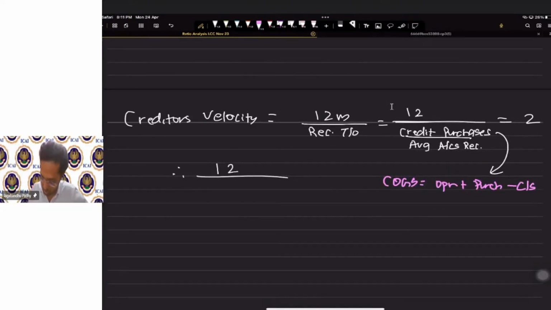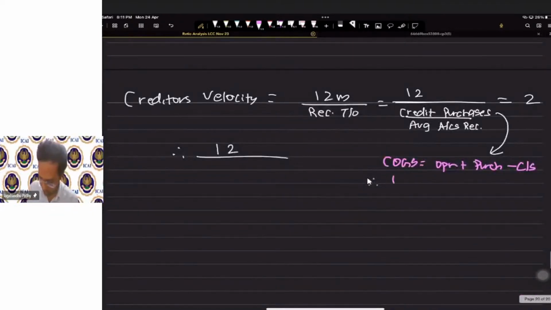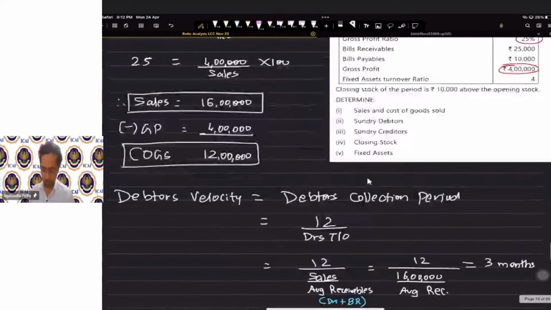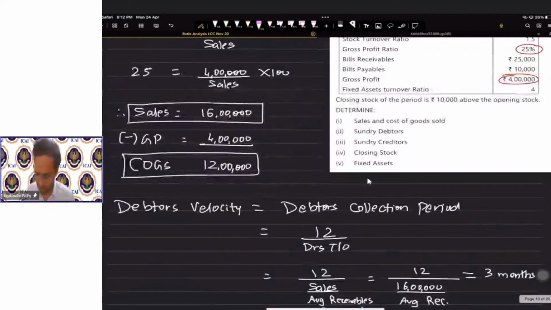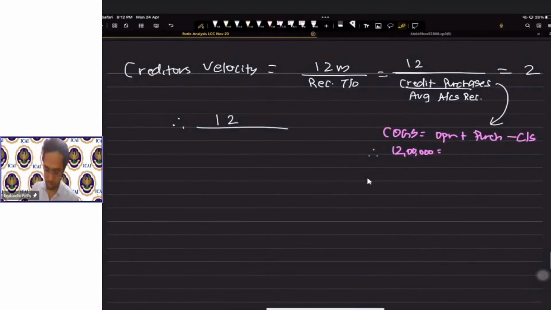So what is the COGS amount? Cost of goods sold. We have computed it, right? So cost of goods sold was 12 lakh, which is equal to opening stock of material and closing stock of material. We have closing stock of the period is 10,000 above the opening stock. So closing stock is 10,000 above the opening.